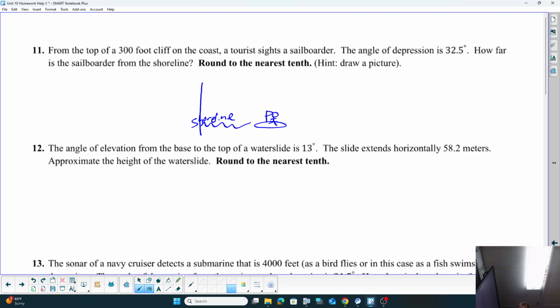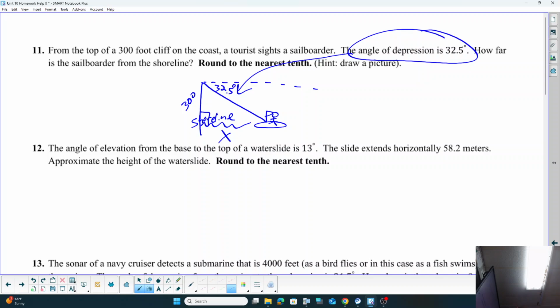So this is going to be 300 feet tall, top of a 300-foot cliff on the coast, looking down at the sailboat. So there's our 90-degree right angle. And so then they want to know x. Now remember, careful now, so this is the angle of what? The angle of depression. That's this angle, which is 32.5 degrees. And since we're using the opposite side of an angle, we also have to say that this angle is the same as this angle. So this is also 32.5 degrees, looking that direction.